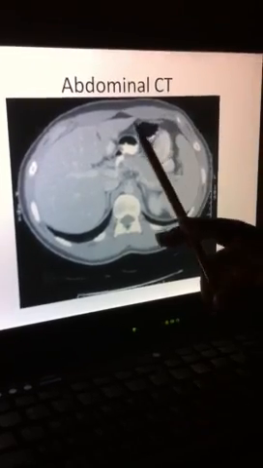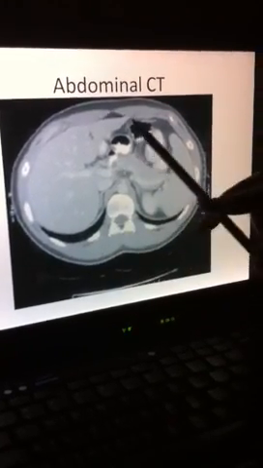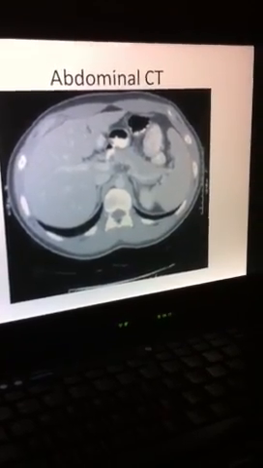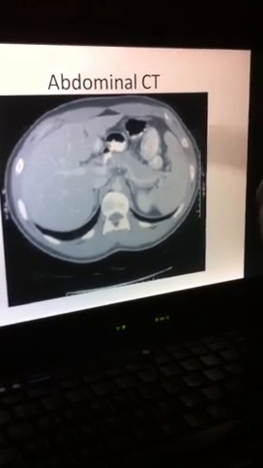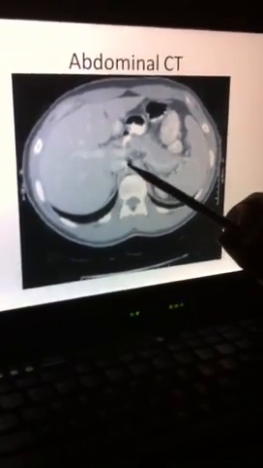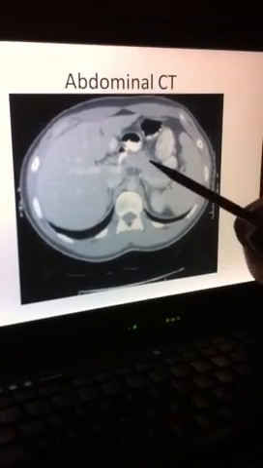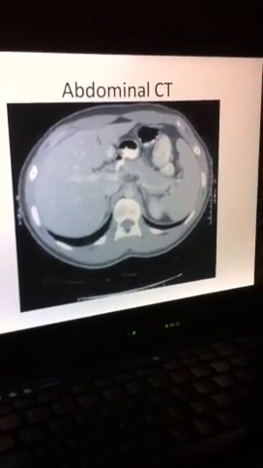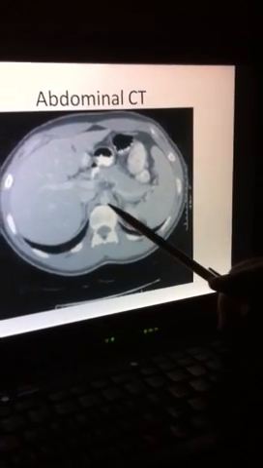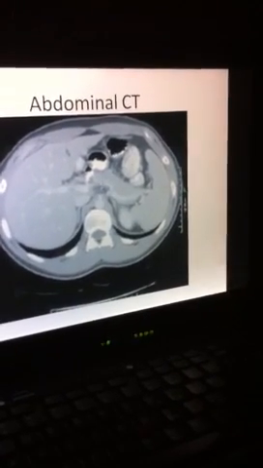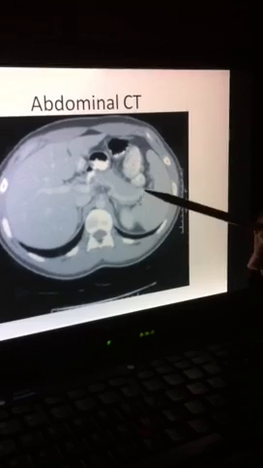So, for example, this right here is what? The liver? Mm-hmm. That's the liver. And this right here. Gallbladder? Mm-hmm. That's the gallbladder. This right here. Aorta? Mm-hmm. The abdominal aorta.